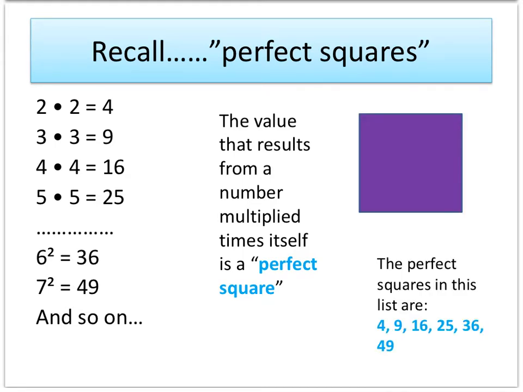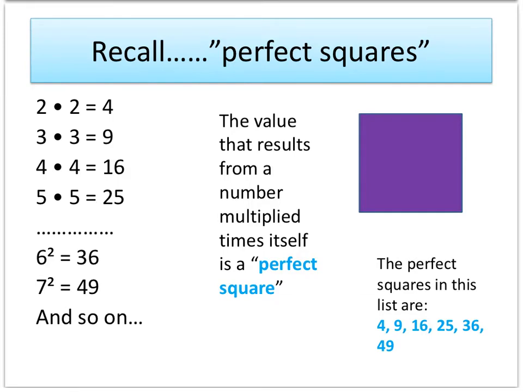Notice that those numbers were created by multiplying the same number times itself in order to result in that number. So 4 was created by multiplying 2 times 2, 9 was created by multiplying 3 times 3, 16 was created by multiplying 4 times 4, 25 by multiplying 5 times 5.